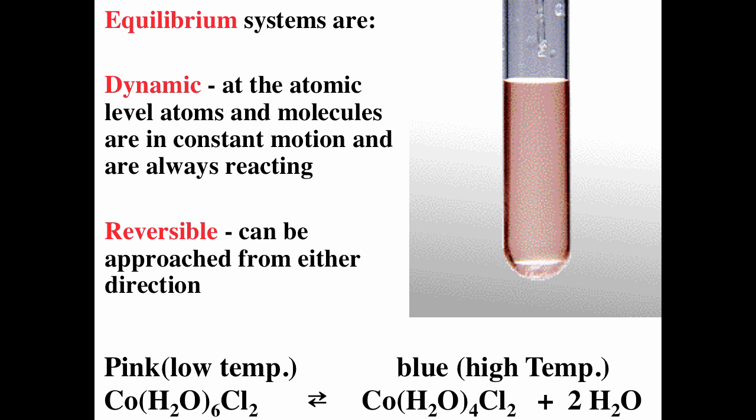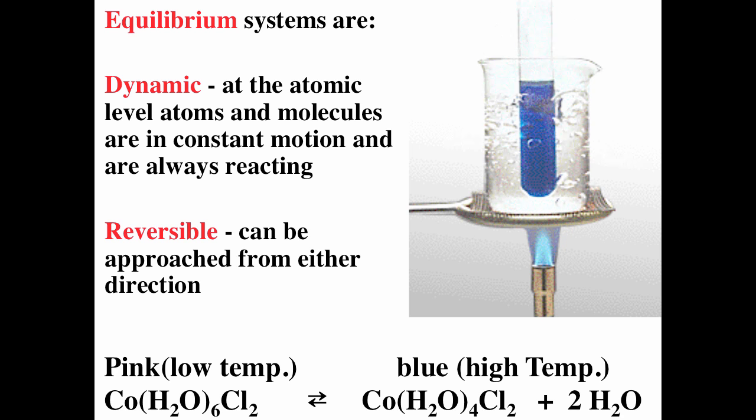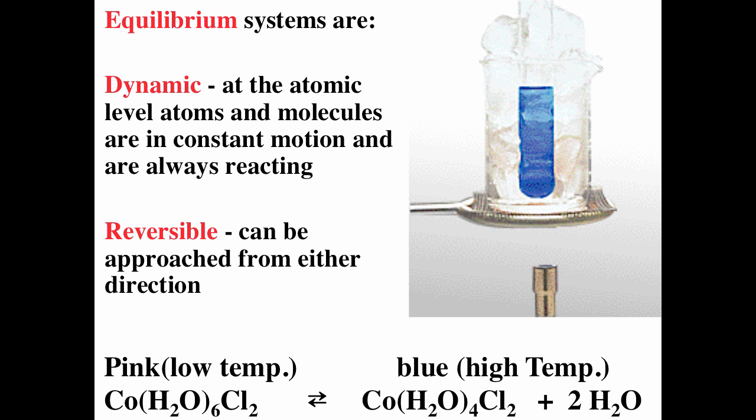The reaction that we're looking at here has a cobalt hexahydrate with two chloride complex forming a cobalt tetrahydrate with two chlorides. The reactants are pink and the products are blue. At room temperature, a solution of cobalt chloride is pink in color. When we heat it, it gradually turns blue. If we then cool the solution in an ice bath, it turns pink again. The reaction reverses.